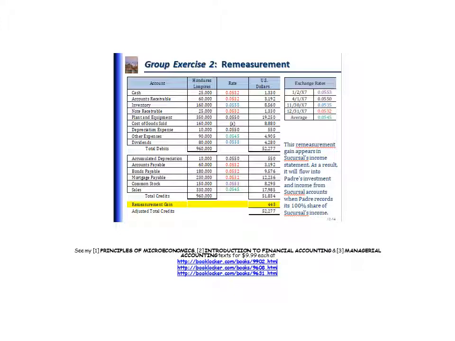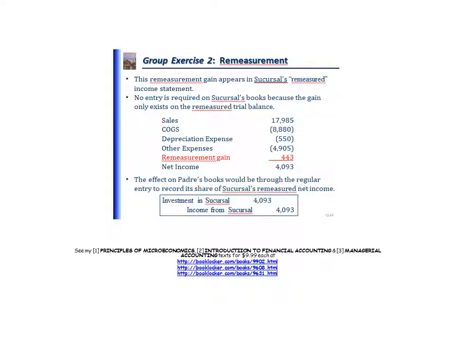Now, as I mentioned in the translation method, your debits are not going to equal your credits because you're using different exchange rates on each of these items, on all your debits and credits. In this particular case, we have a remeasurement gain of $443. That's our plug. And that is the remeasurement gain placed in context. It's in red. $443.